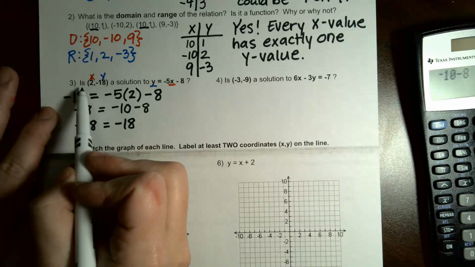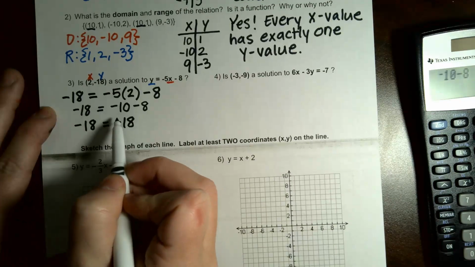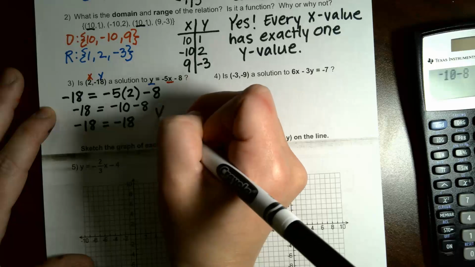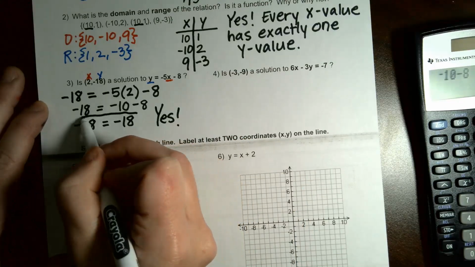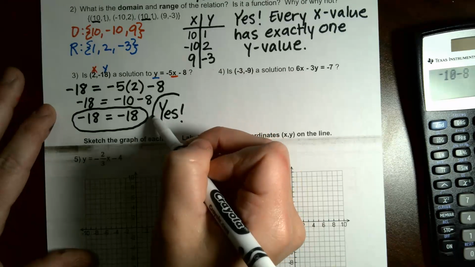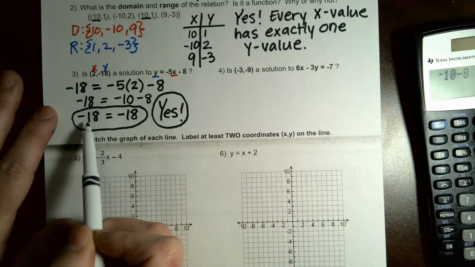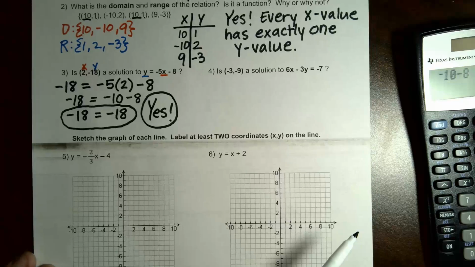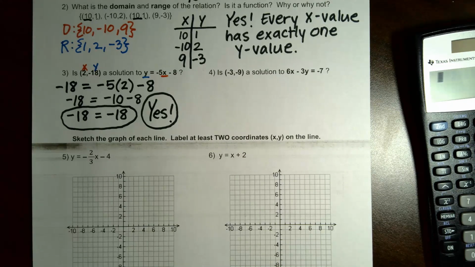So remember, our question is: is this coordinate a solution? Yes, it is, because they're equal. You don't have to explain, just say yes. Then I want you to show me why by having this statement circled. I'm going to circle my yes, and circle my equation, negative 18 equals negative 18. All right. Any questions about number 3 before we try 4? Okay, let's do number 4.